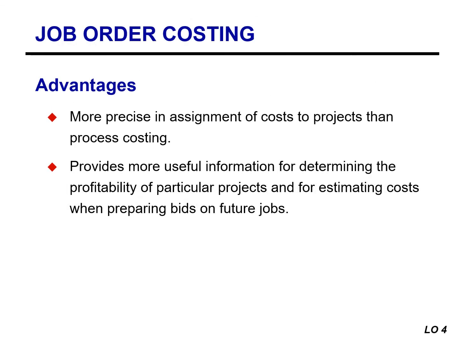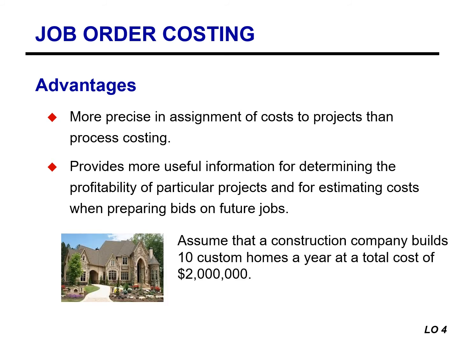Job order costing is more precise in the assignment of cost to projects than process costing. For example, assume that a construction company builds 10 custom homes a year for a total cost of $2 million. One way to determine the cost of the homes is to divide the total construction cost incurred during the year by the number of homes produced during the year. In this instance, we'd have an average cost of $200,000 per home.